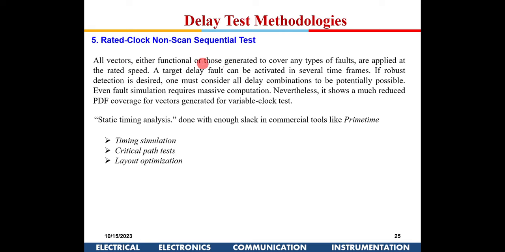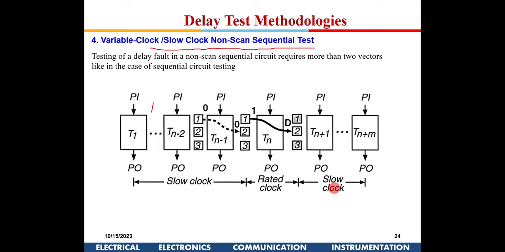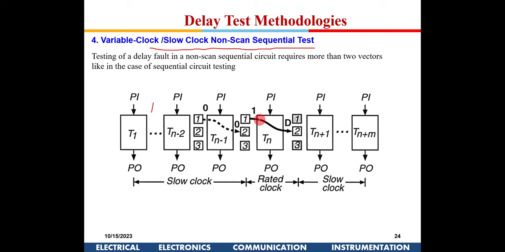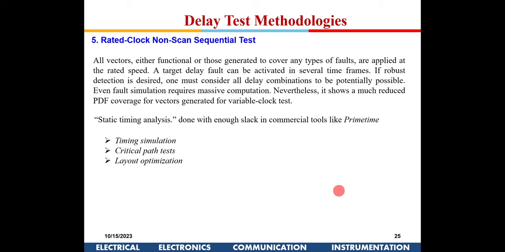The final approach is a rated clock. In the scan mode we can give a slow clock; in the non-scan mode we can give a rated clock also. It will speed up the operation of the test, but the problem is that if there are faults here or here, it could induce additional faults. So it is not very reliable, but it will speed up the test procedure. Still, we do rated clock sequential testing because generally there won't be multiple faults. It is expected that there will be one odd fault here and there, and faults here and here and here are not expected. Why don't we expect that?